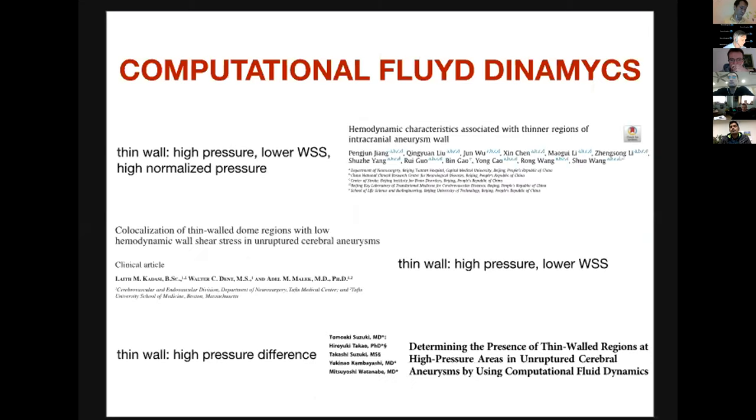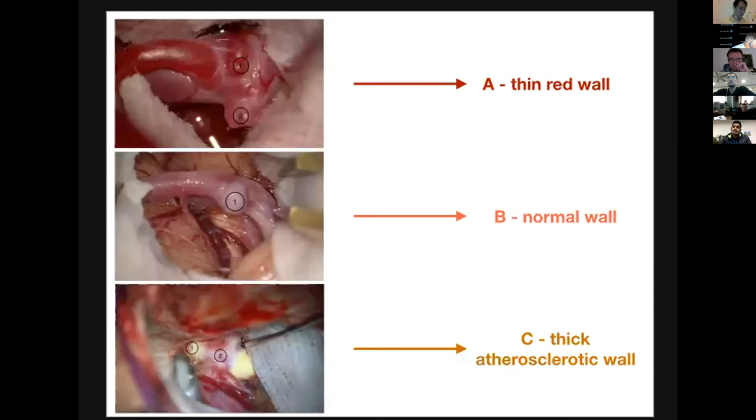At the same time, some authors investigate the potential ability of CFD to provide information about the structural characteristics of the aneurysm, and that can be a very valuable tool during the treatment of aneurysm, both surgical and endovascular treatment. We all know that intraoperatively we can find three kinds of walls: thin red wall, like this one, a normal wall, and a thick atherosclerotic wall.